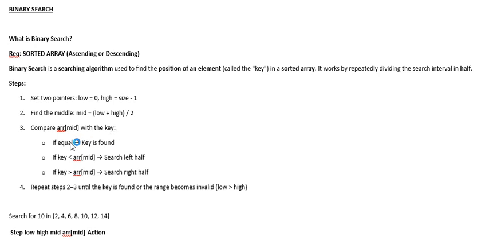This means that the key is found. Three conditions are there. If equal, then the key is found. If the key is less than array mid, then search the left half. If the key is greater than array mid, search the right half. Repeat steps 2 to 3 until the key is found or the range becomes invalid, which is when low is greater than high.